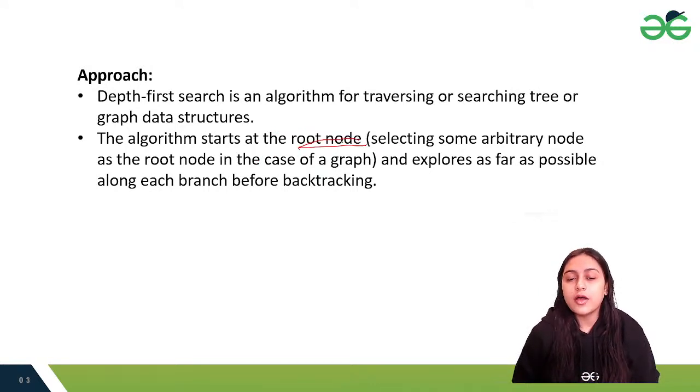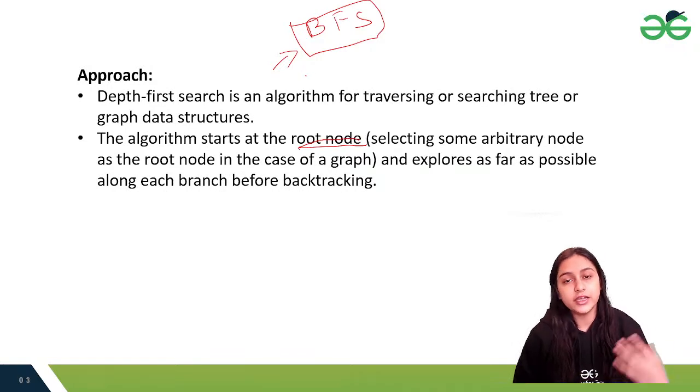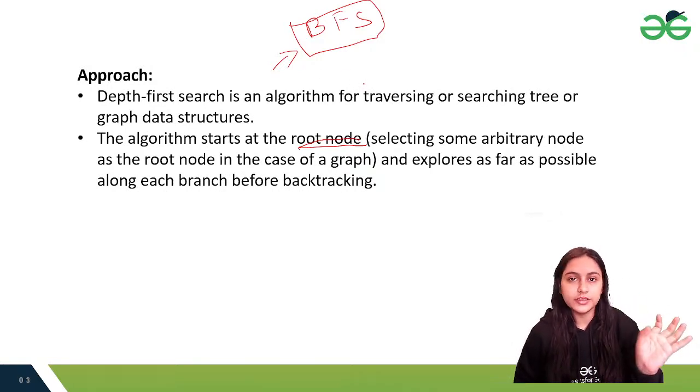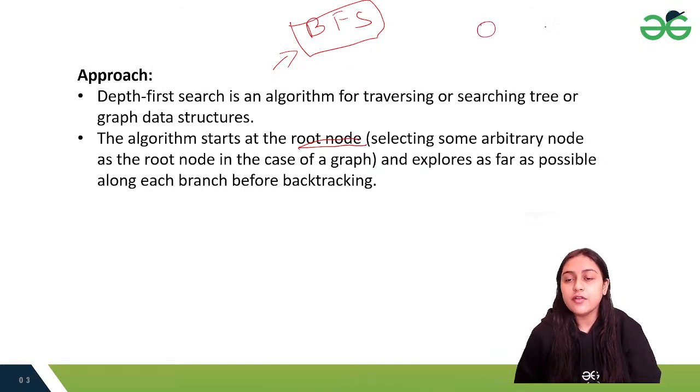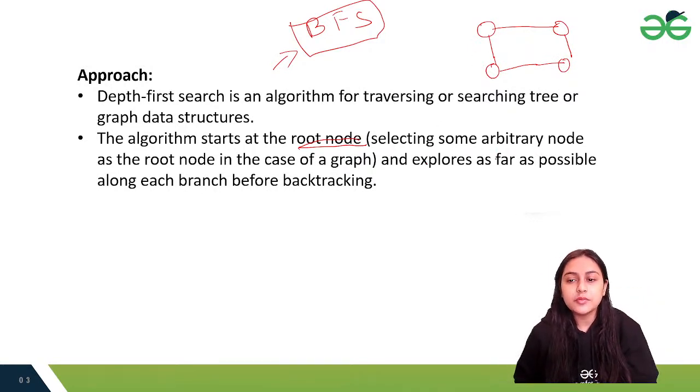Now again, if you have watched the BFS video, some concepts will be very clear to you, because I have already told you a few things that we take into consideration as default. If it is not given that we start traversing from a particular node, we will consider any node as our root node. ठीक है, हम default की तरह उसको consider करते हैं. हम किसी भी नोड को रूट नोड कंसिडर करके वहां से ट्रैवर्स करना अपनी ट्री को स्टार्ट कर देंगे, selecting some arbitrary node as the root node in case of a graph and explores as far as possible along each branch before backtracking.